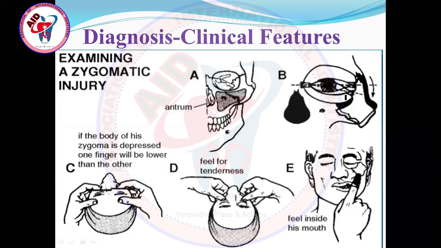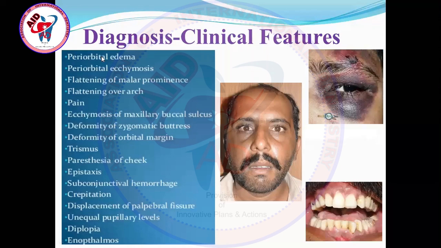Like in this picture B, when the zygomatic bone comes down, there will be step deformity in the lateral orbital area, lateral orbital margin. In picture E, once you place your finger inside the oral cavity, you may find crepitus or displacement in that area also. These are different features in one go. You can take a screenshot of this picture so as to get an idea of all the clinical features of the zygomaticomaxillary complex fracture.